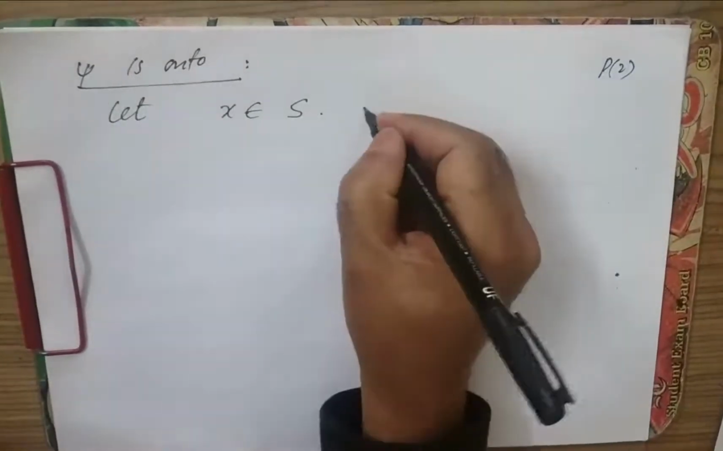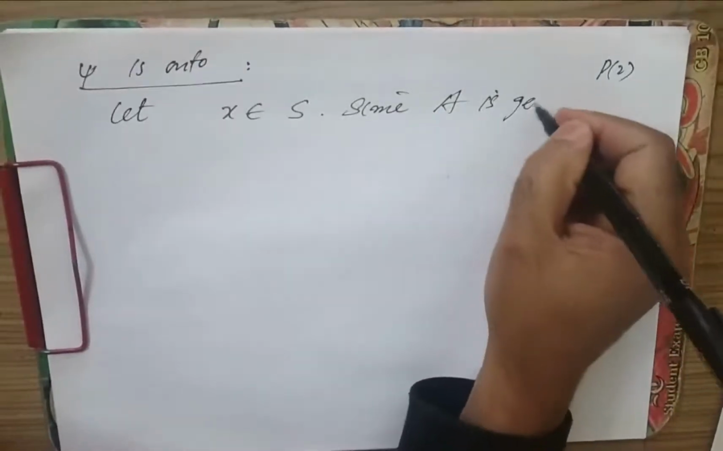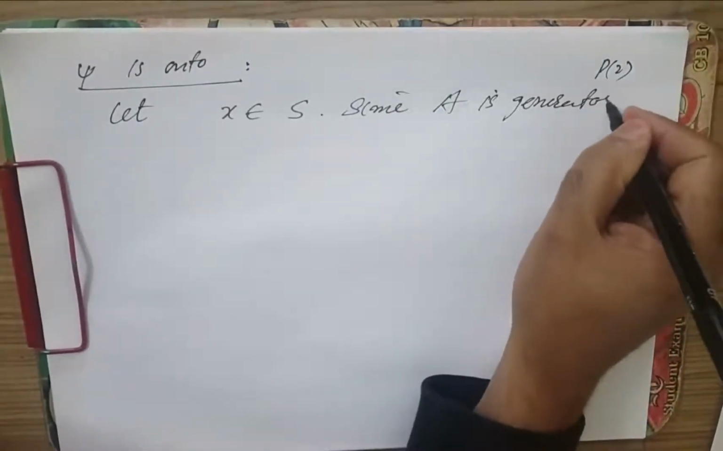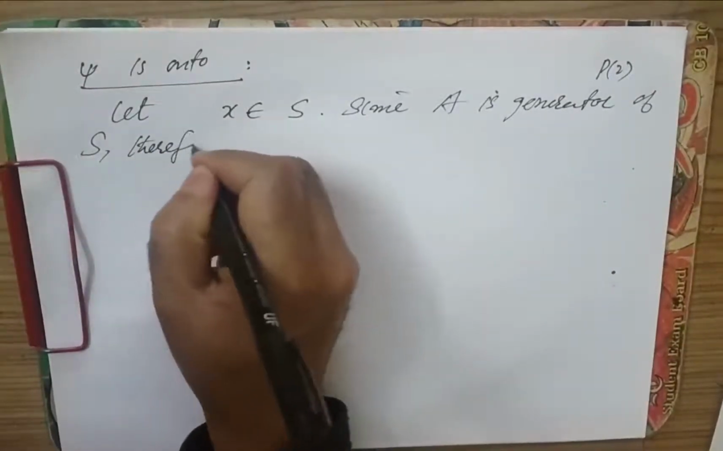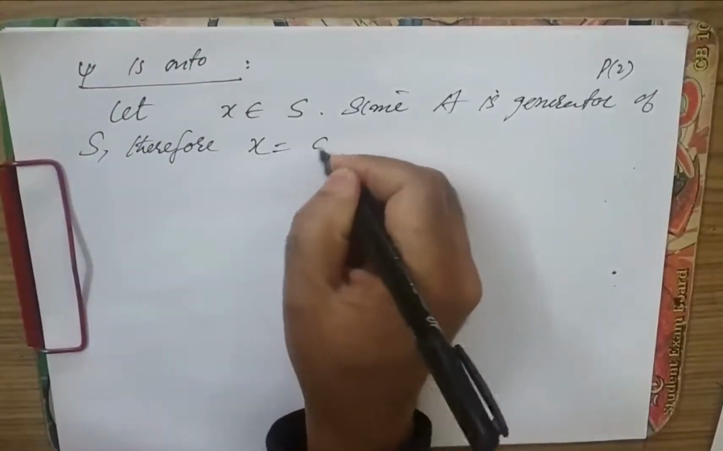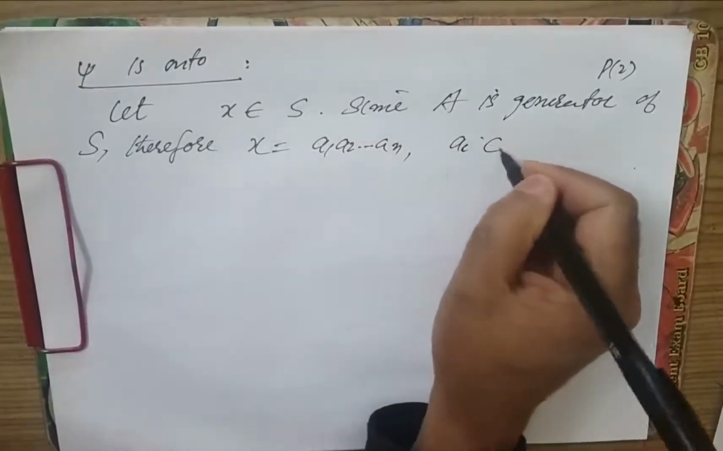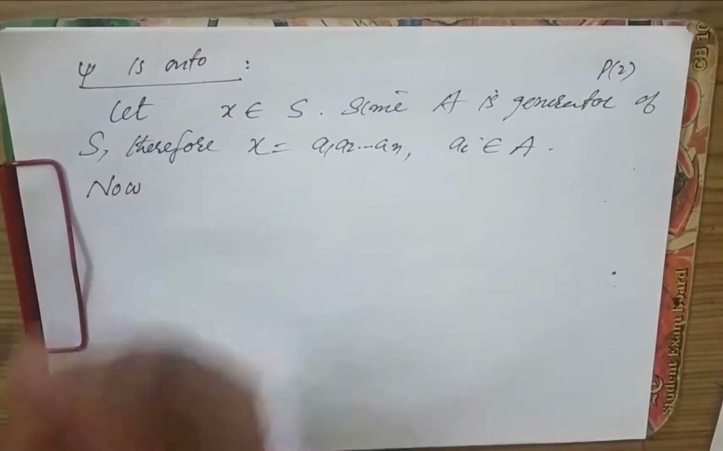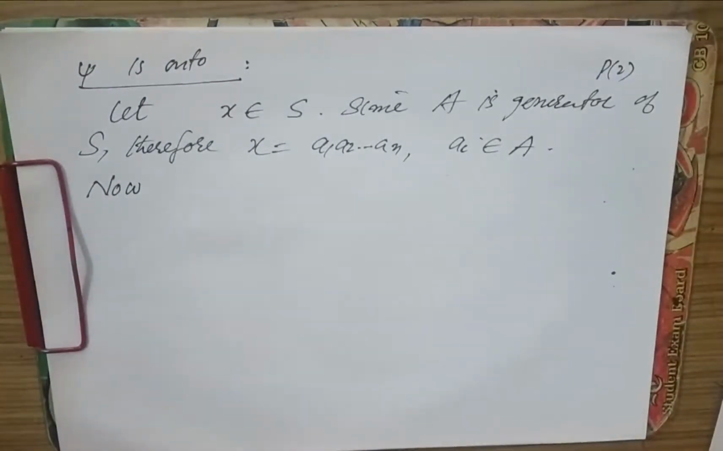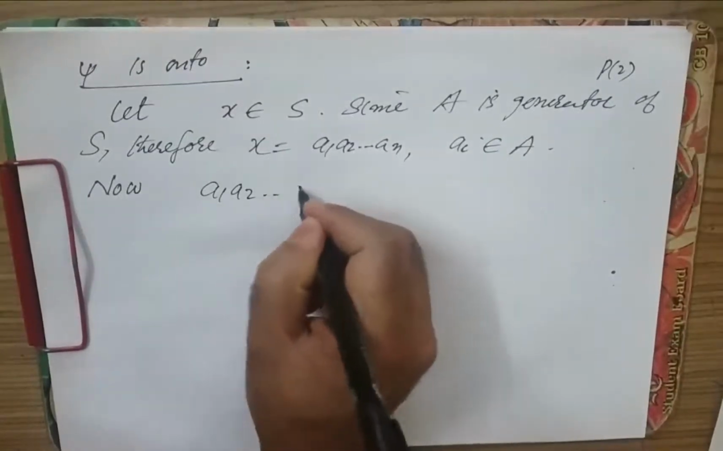Now since A is a generator of S, therefore x is equal to the product a1 a2 up to an, where these ai belong to A. Now I will find the psi image of this product.